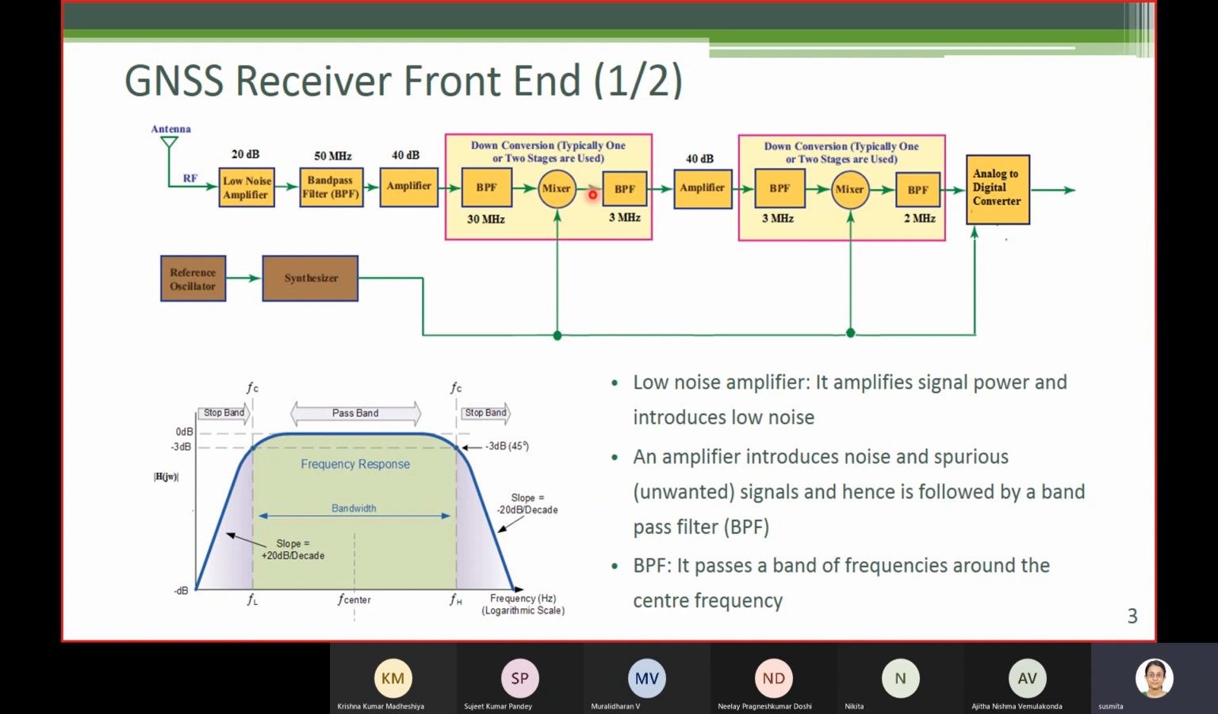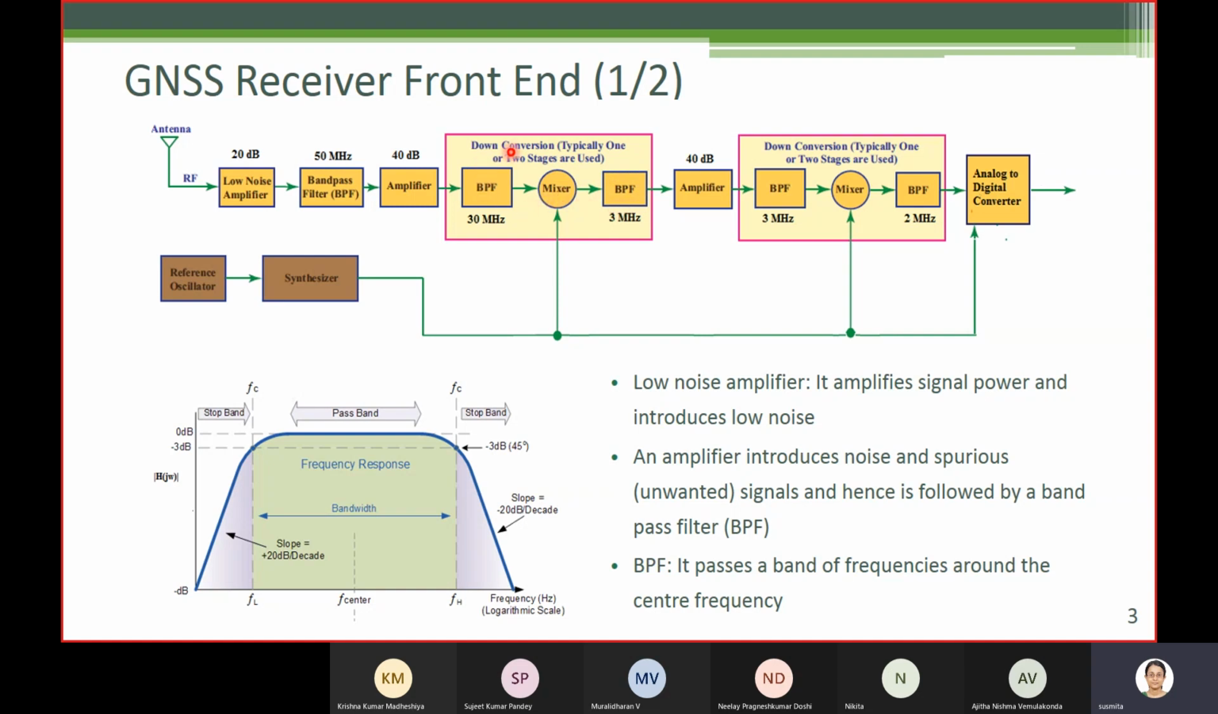Then at the output, the mixer generates the sum of two signals. One signal has a frequency equal to the sum of the two input frequencies, and the other component has a frequency equal to the difference between the two input frequencies. So the mixer produces the sum of these two signals, which is again passed through a bandpass filter.